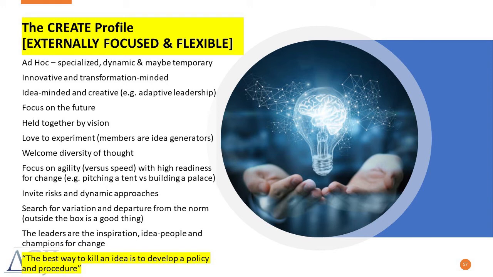We're going to talk about the yellow profile, or the create culture, that again is externally focused and flexible. The create profile, which we can think of as an adhocracy culture, is really innovative and transformation minded, very creative, and about adaptive types of leadership. They're very agile and they focus on the future, and they're held together by a common vision. Because they're externally focused on that future, they're not so much about the way the organization is today. They're about how they want the organization to be in the future.